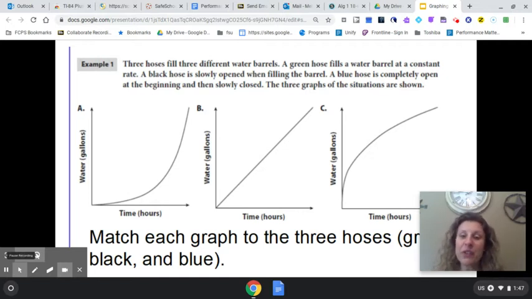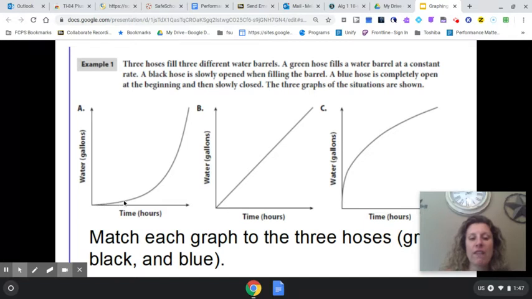Okay, so first of all, the first hose that was explained said a green hose fills a water barrel at a constant rate. So if we look, this is slow filling at first. It's increasing at a slow speed because the slope isn't very steep there. And then it gets much steeper. The slope increases towards the end. So that's not a constant rate.